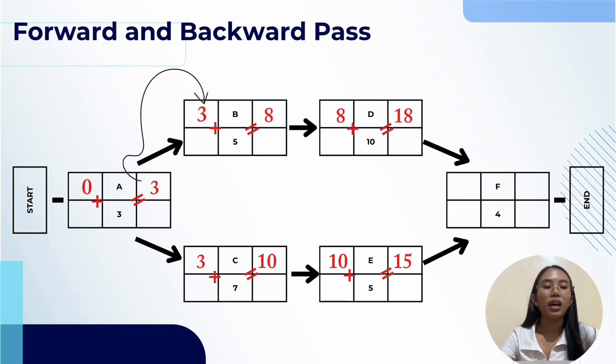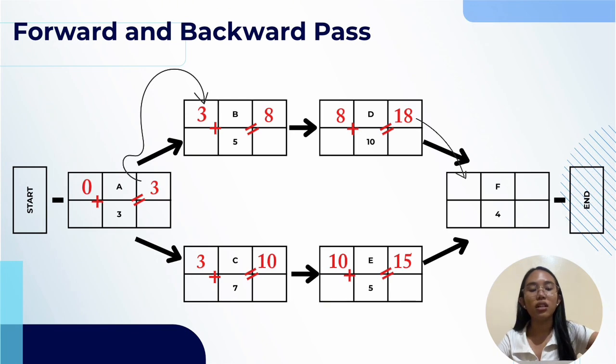Notice na ang predecessor ng activity F is both D and E. So, ang gagawin lang natin, may rule ito. Sa forward pass, ang gagamitin nating value is yung highest value. So, between the 18 and 15, ang mas higher value is ang 18. So, ito ang gagamitin natin. So, 18 plus 4 equals 22.